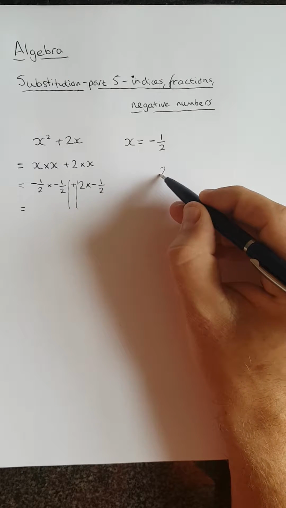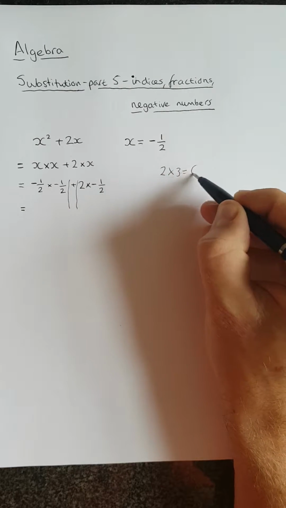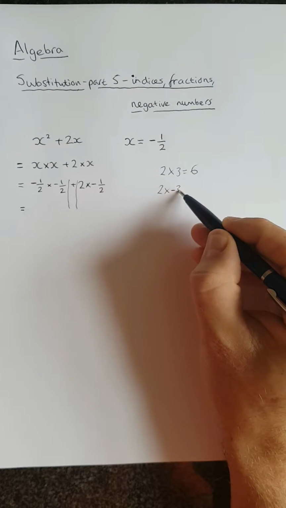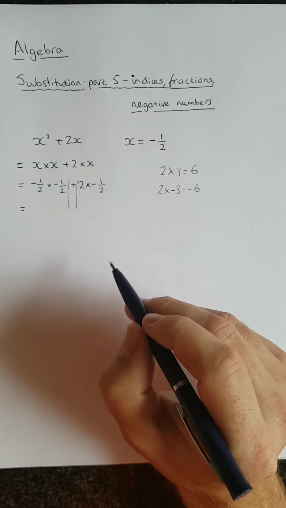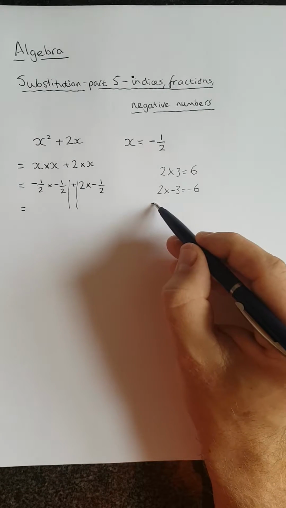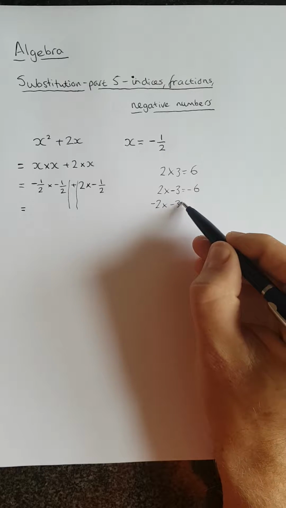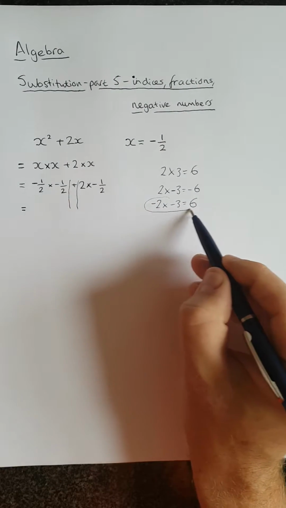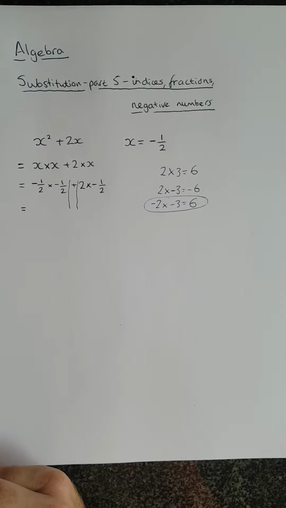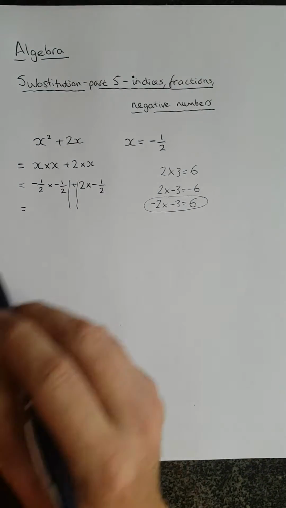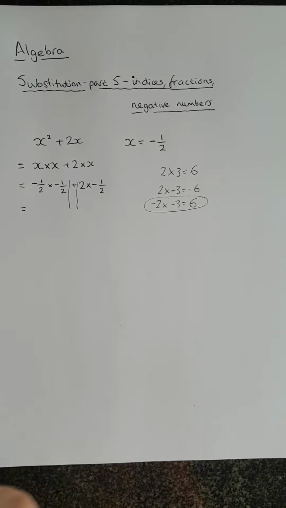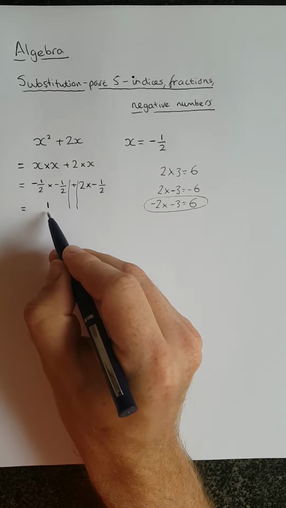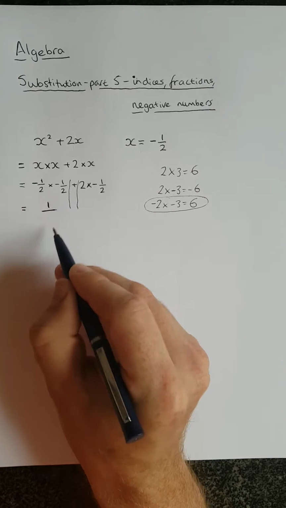If you've forgotten, take an example and work it through. 2 times 3 is 6. 2 times minus 3 is minus 6. So minus 2 times minus 3 goes back to 6. So two negatives results in a positive when they are multiplied. So half multiplied by half. 1 times 1, 2 times 2.